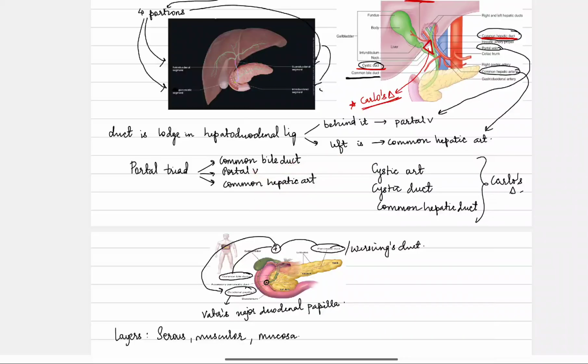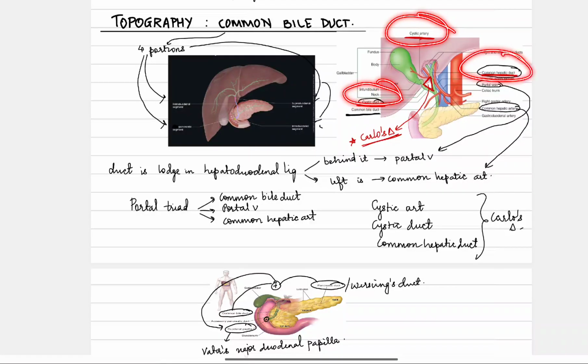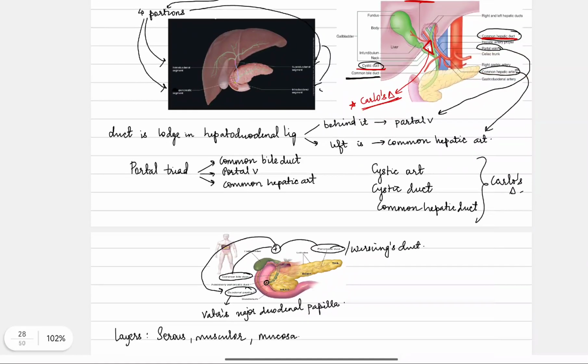And Calot's triangle is formed by cystic artery, cystic duct and common hepatic duct. This forms Calot's triangle. See here, this is Calot's triangle. And the portal triad is formed by common hepatic artery, portal vein and common bile duct.